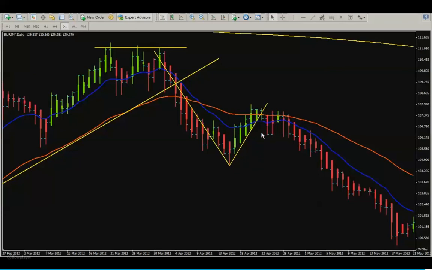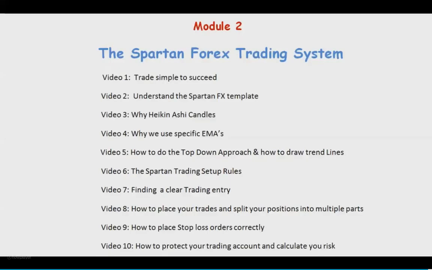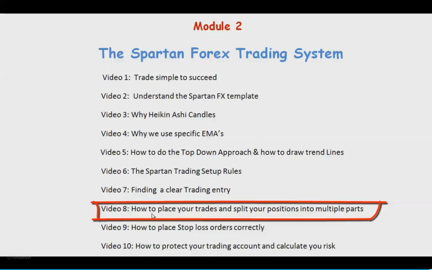If you have trouble understanding it, please watch the whole video 2 or 3 times before you go to the next video, okay? And the next video, of course, video 8, will be on how to place your trades and split your positions into multiple parts.